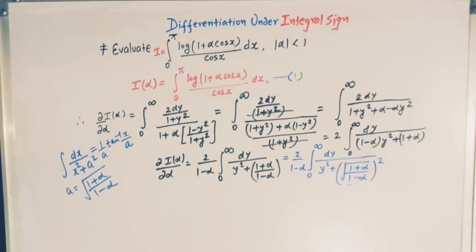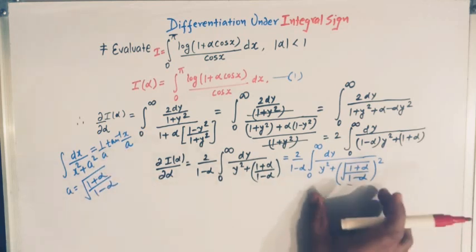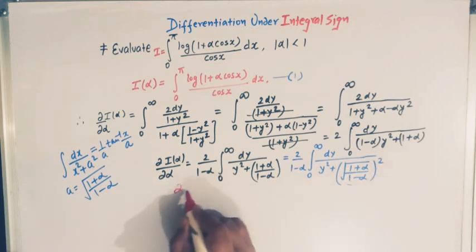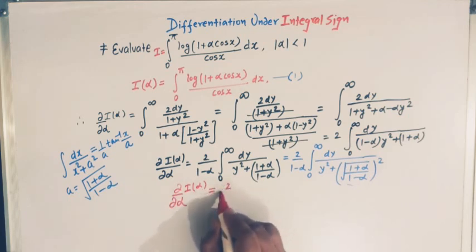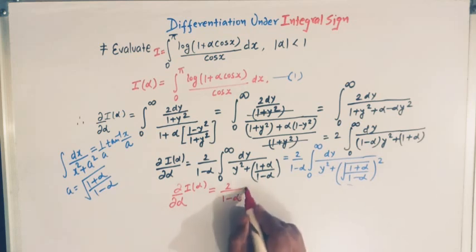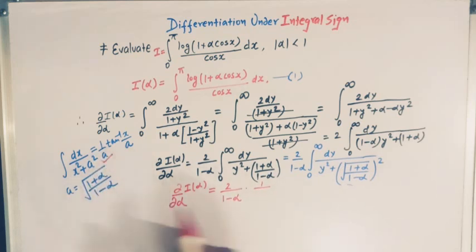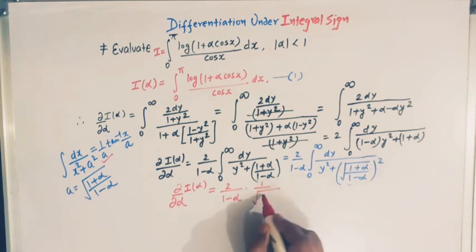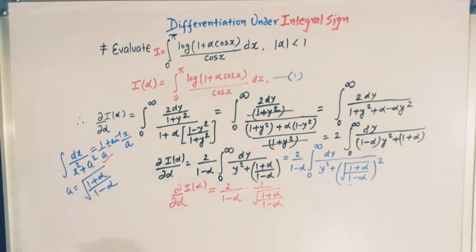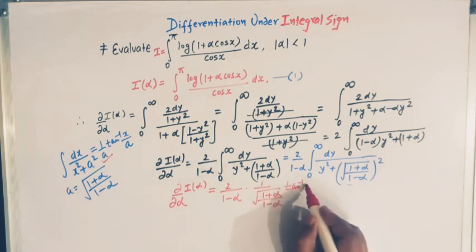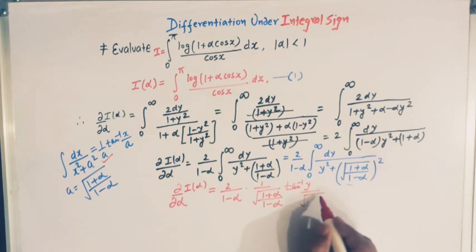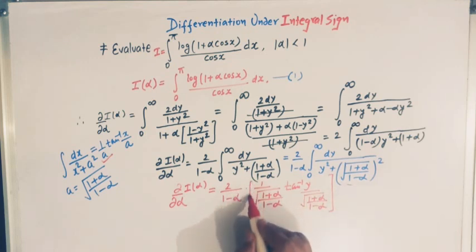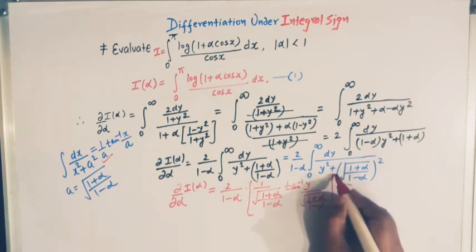Okay, so now applying this rule to evaluate this integral, we have del I alpha over del alpha is equal to 2 over 1 minus alpha, then we have 1 over a, for a we have this term square root of 1 plus alpha over 1 minus alpha, and then we have tan inverse of x. For x we have y, so y over square root of 1 plus alpha over 1 minus alpha, and here we have the limits from 0 to infinity, right?